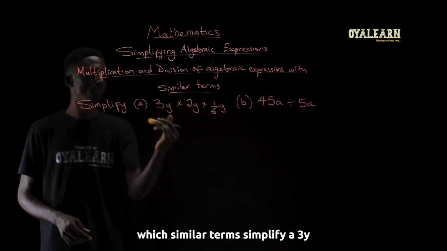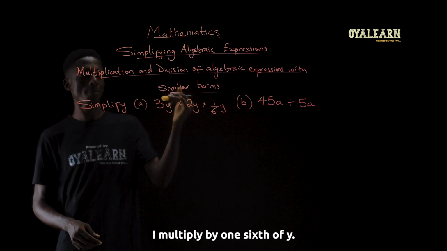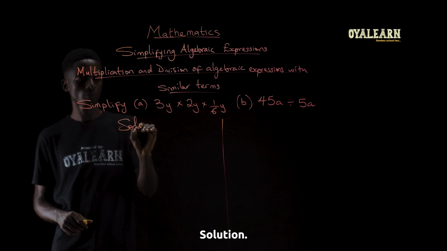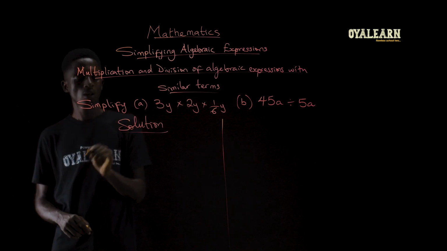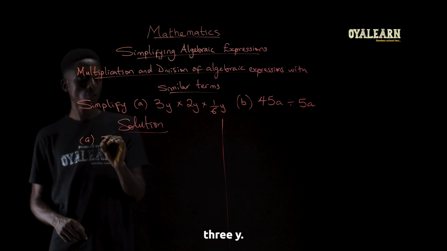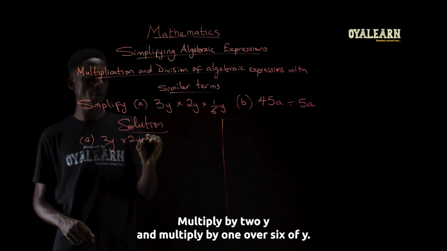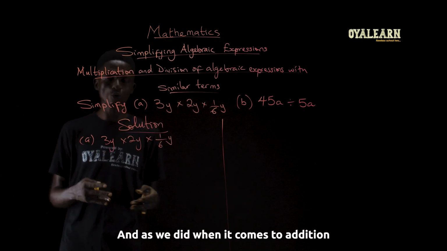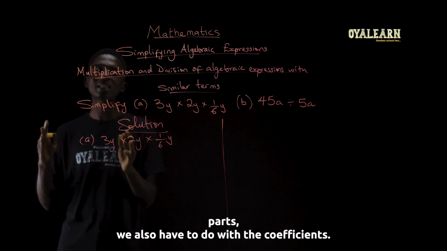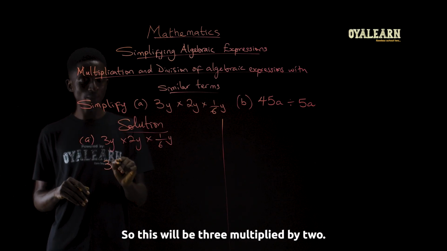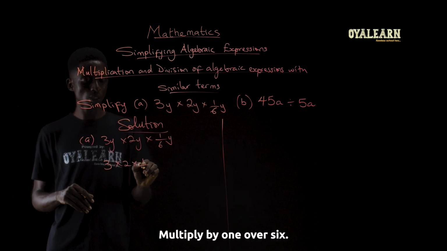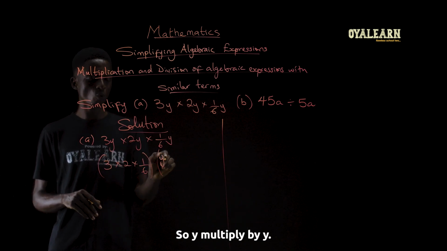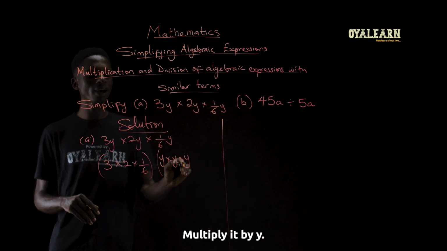Simplify. A. 3y multiplied by 2y multiplied by 1/6 of y. Solution. We have 3y multiplied by 2y multiplied by 1/6 of y. And as we did when it comes to addition part 2, we also have to deal with the coefficients. So this will be 3 multiplied by 2 multiplied by 1/6. All of this, then we have to now multiply the terms themselves. So y multiplied by y multiplied by y.